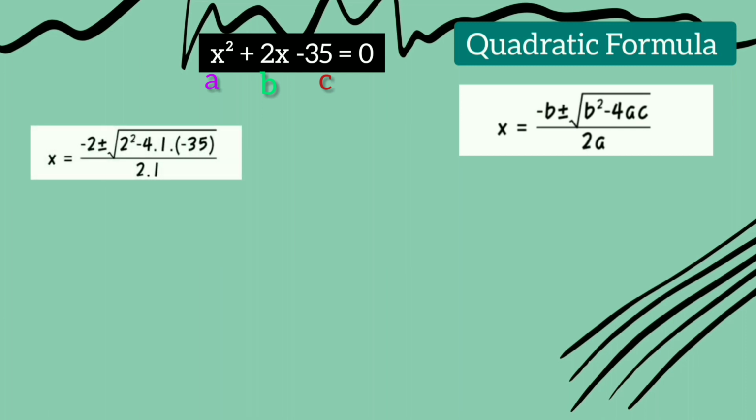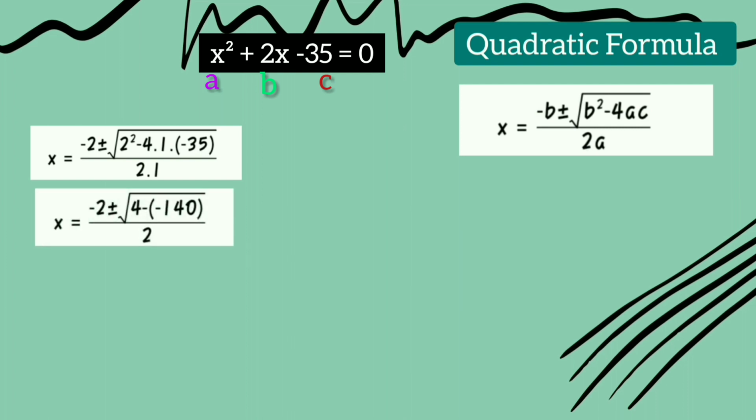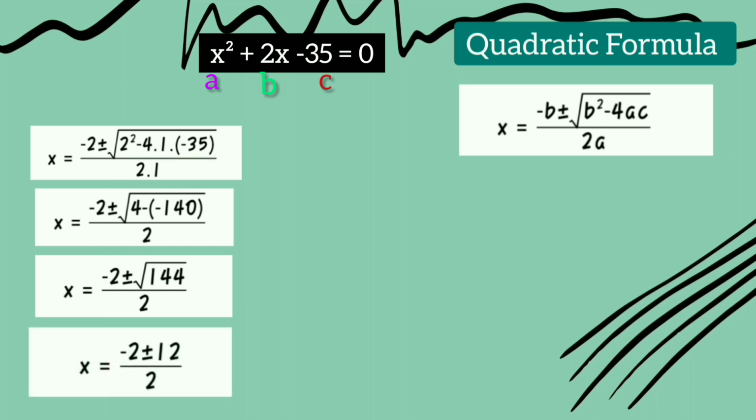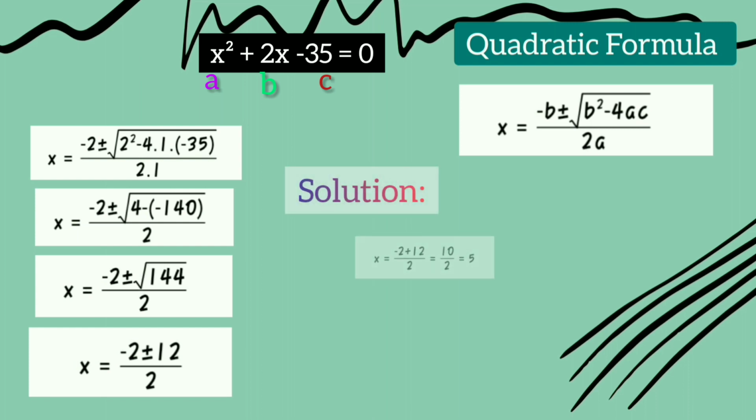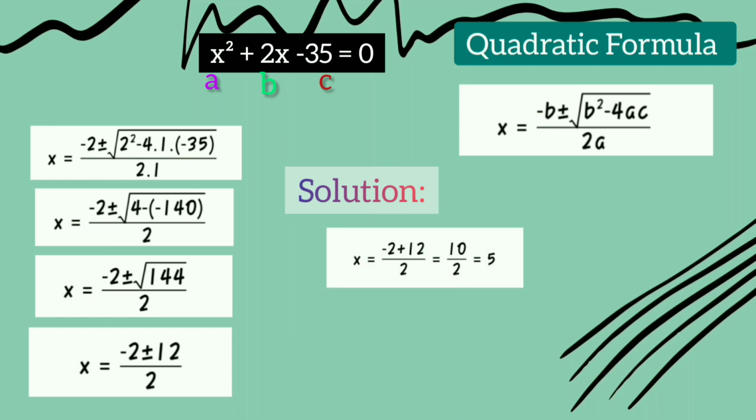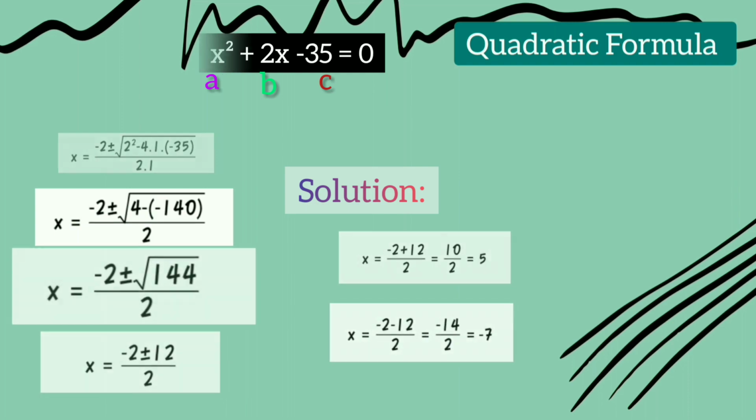So 4 times 1 times negative 35 is negative 140. Minus negative 140 is positive 144. And the square root of 144 is 12. So x is equal to negative 2 plus or minus 12, all that over 2. First, we find x is equal to negative 2 plus 12, all that over 2, is 10 divided by 2, is equal to 5. Second, x is equal to negative 2 minus 12, all that over 2, is negative 14 divided by 2, is equal to negative 7.